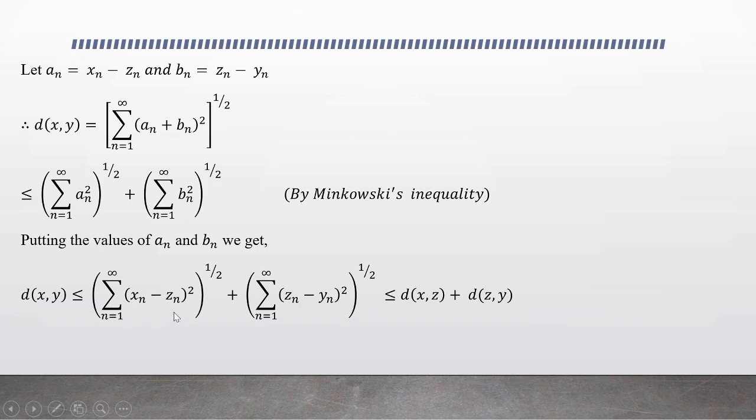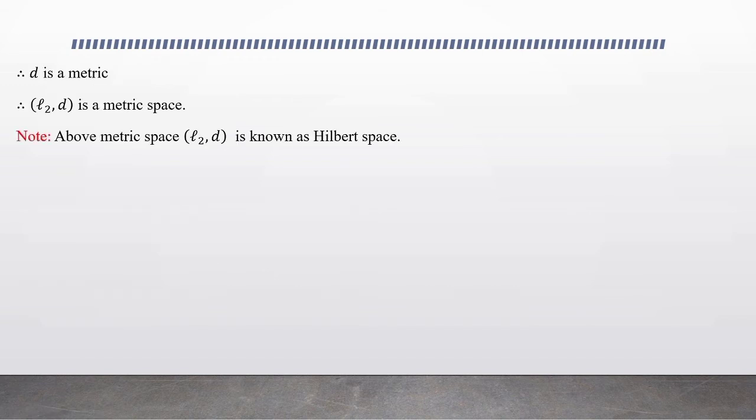Now this is nothing but d of xz, and this is d of zy, and therefore it satisfies the triangle inequality. Therefore d is a metric, and therefore L2 with d is a metric space.